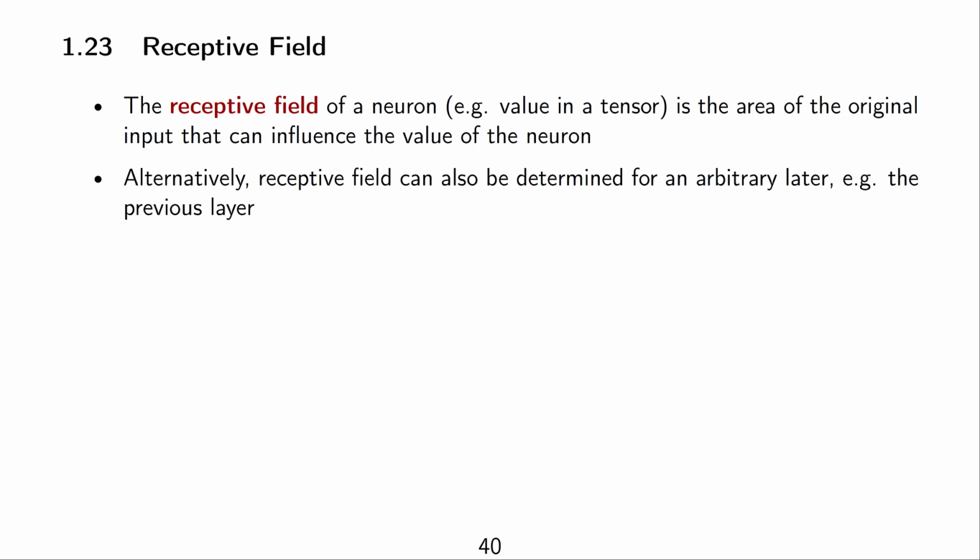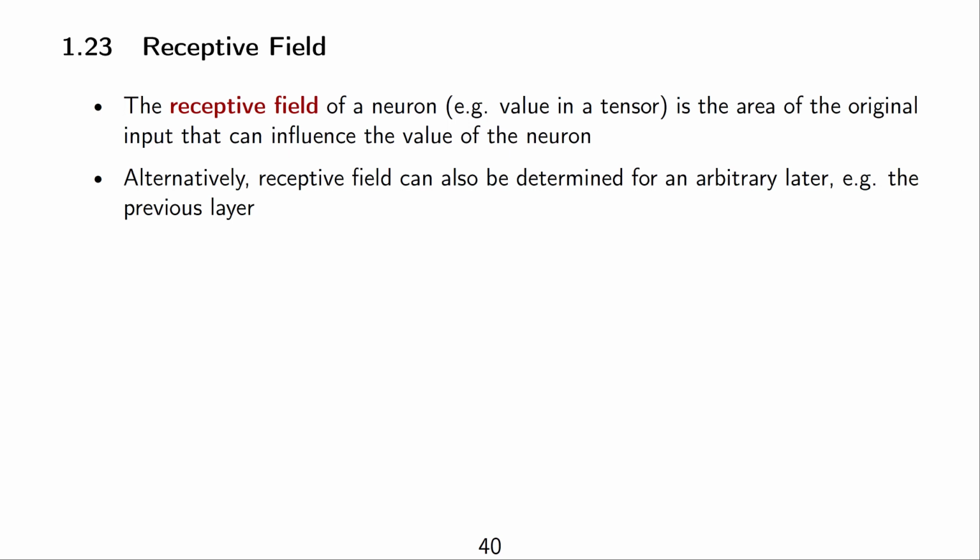One term to know is the idea of the receptive field. How I would define it is that the receptive field of a neuron or particular value in a tensor is the area of the original input tensor that can influence the value of the neuron. So you might look at some value in some intermediate tensor in the network, and you ask what input values can actually influence this particular value.